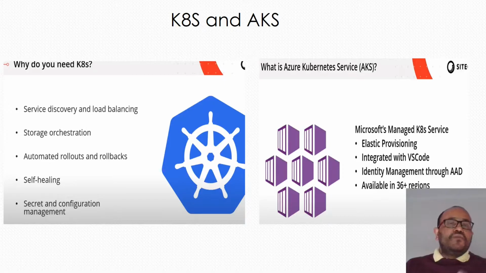K8s is the short form of Kubernetes. Kubernetes has 8 letters between the K and the s, so that is why K8s is the short form. The left hand side shows the advantages of Kubernetes, and the second one is the additional features AKS provides on top of K8s.